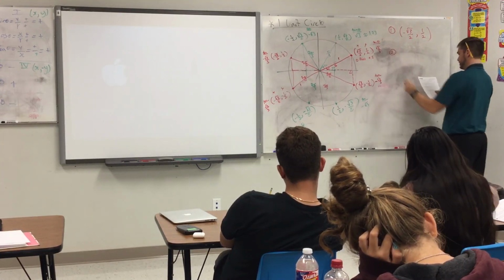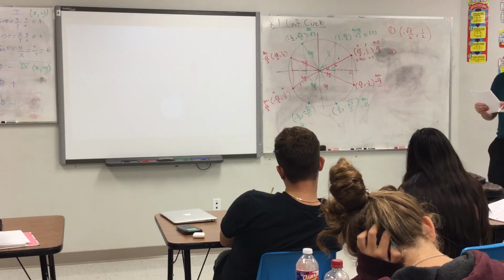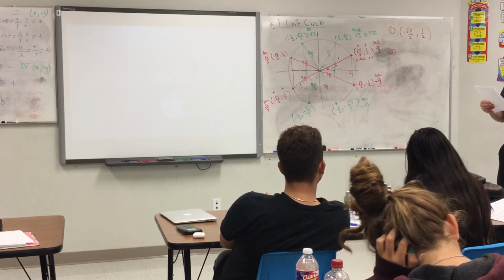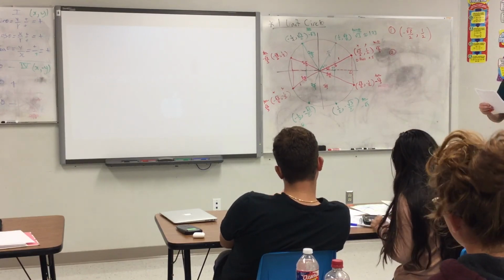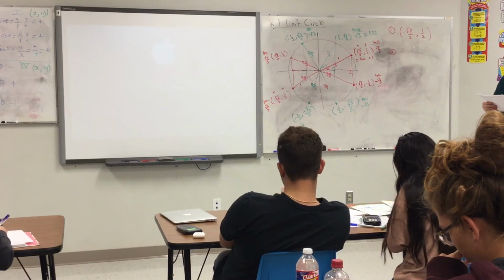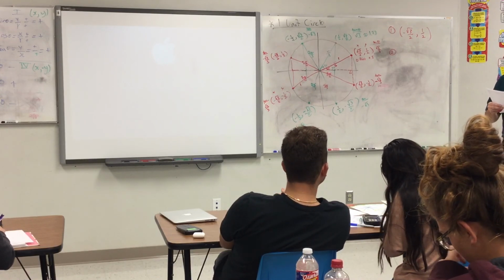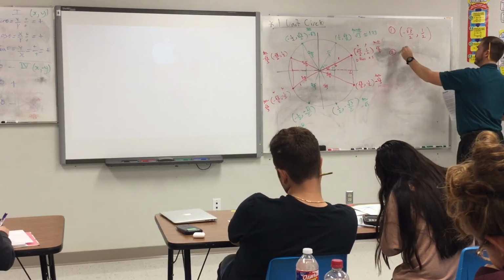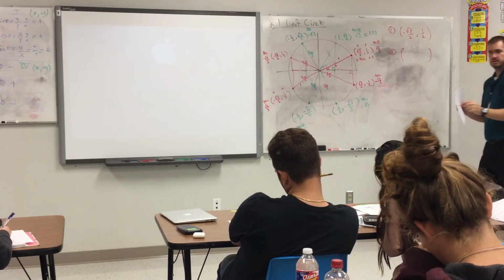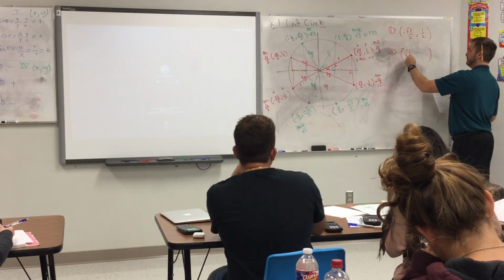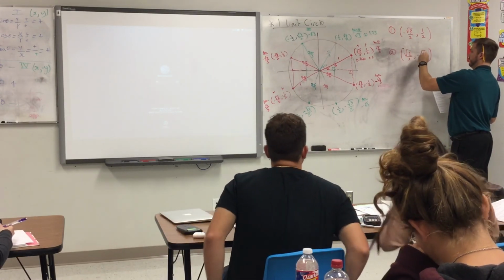Question 2. Find the terminal point on the unit circle determined by 7 pi over 4 radians. Oh, we're going to have to go back to that other one. So 7 pi over 4, that's the pi over 4 one. And somebody tell me, what's that coordinate right there? Good.